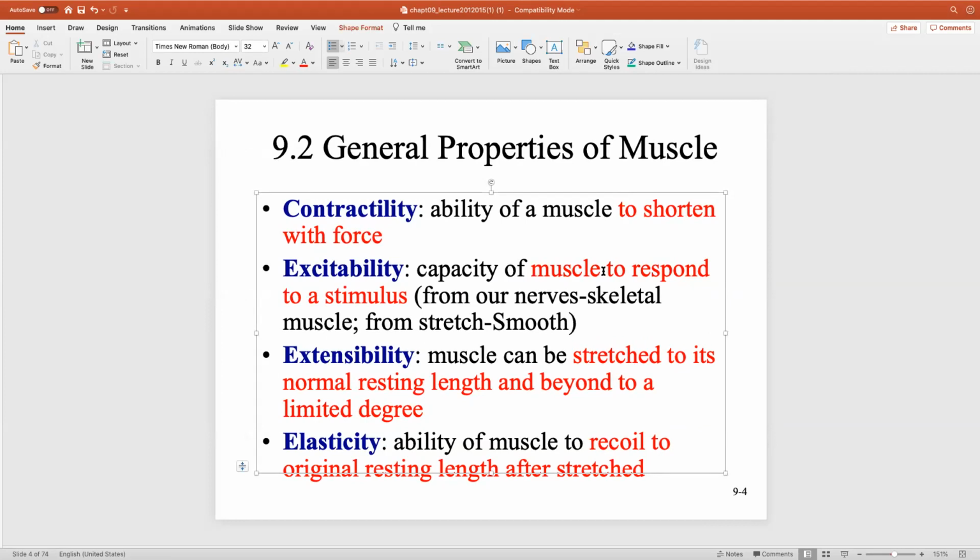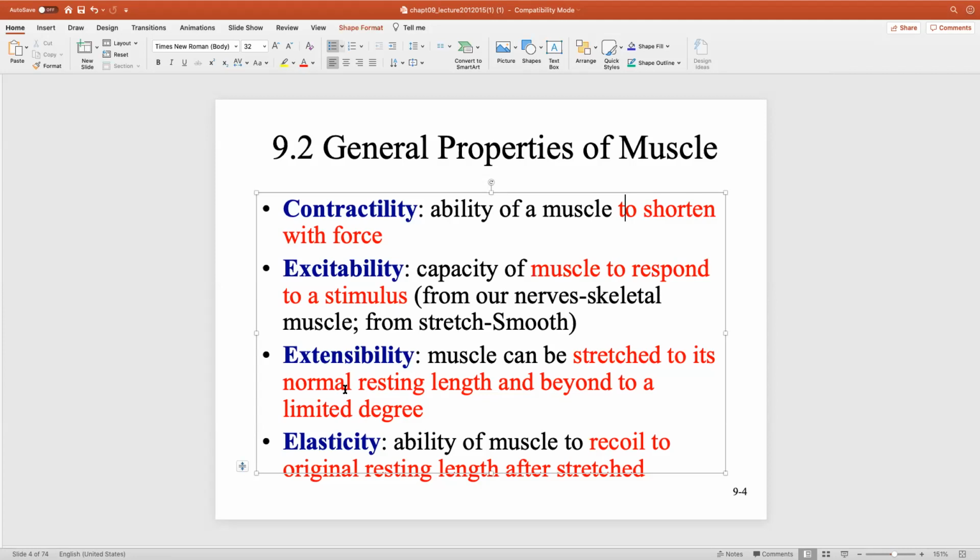Excitability: the capacity of muscle to respond to a stimulus. All skeletal muscles require nerves. But once you have a motor neuron that stimulates the muscle, they need to be able to excite throughout the extent of the muscle group. All right, so this is our way of turning on the cell.